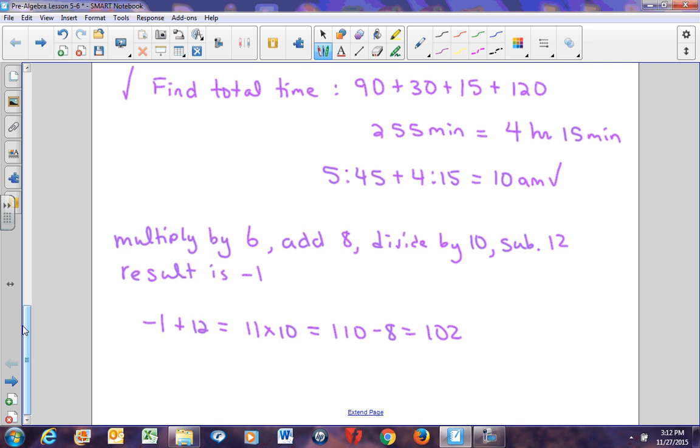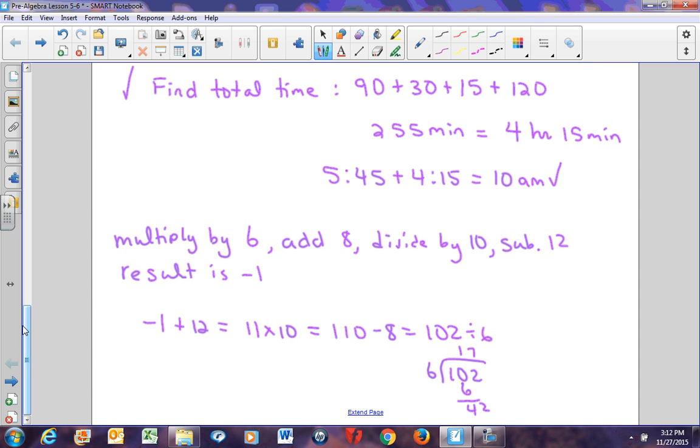Before I added my 8, I multiplied by 6, so I'm going to divide by 6. I take 102 and divide by 6. Let's see, 17. So my beginning number was 17. If I take 17, multiply by 6, add 8, divide by 10, and subtract 12, I should get -1.